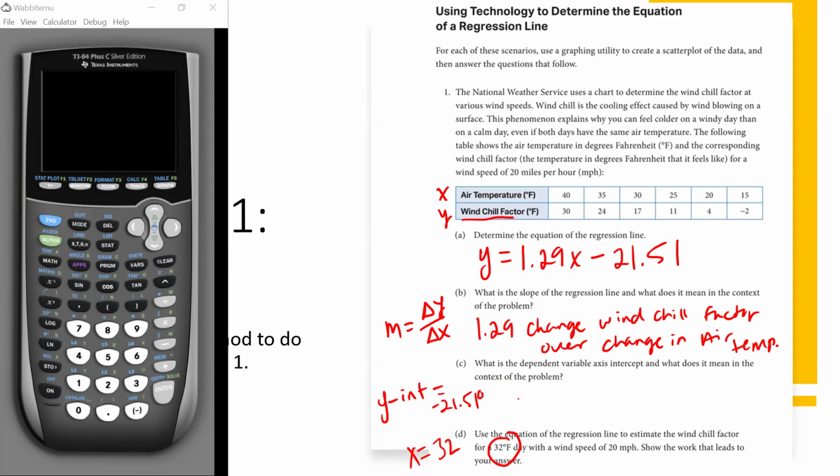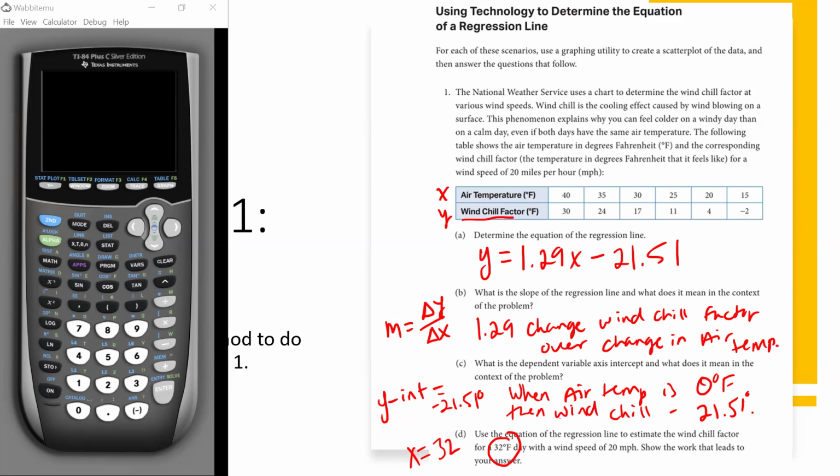And so that represented when the air temp is 0 degrees, right? Then the wind chill is negative 21.51 degrees. That's what it's asking, okay? The big part of Algebra 2 is here's your data, tell me what it means. Here's the math, tell me what it means, okay? It's not just calculating, but you need to explain how it's being applied and what it means, okay?